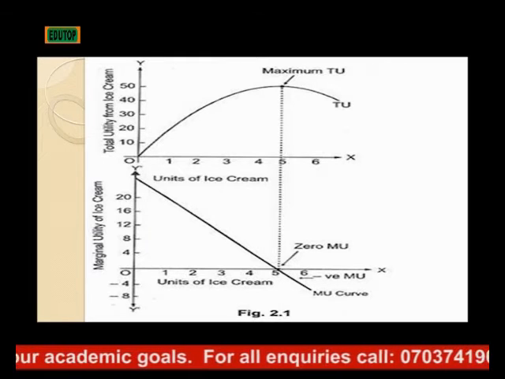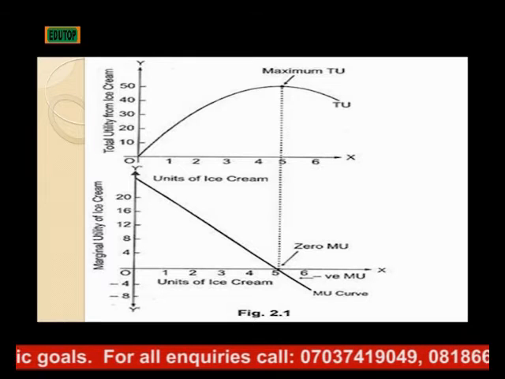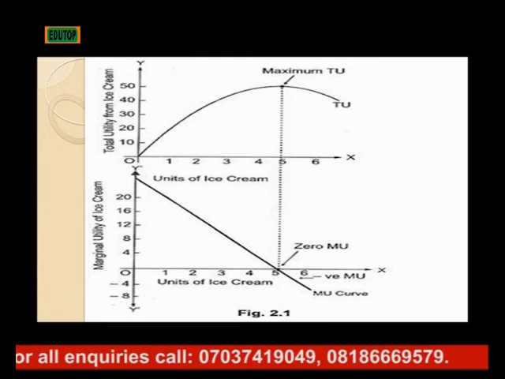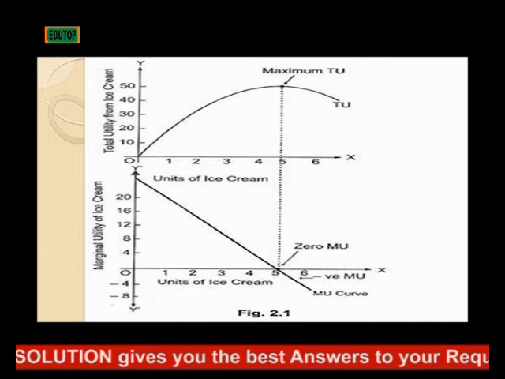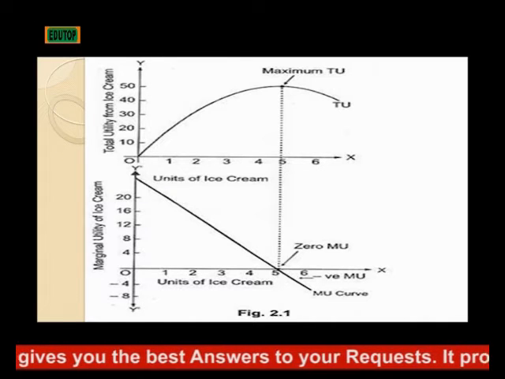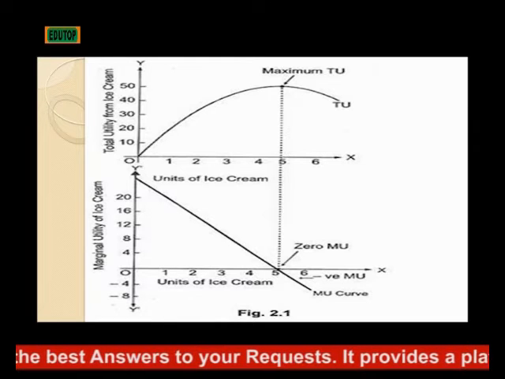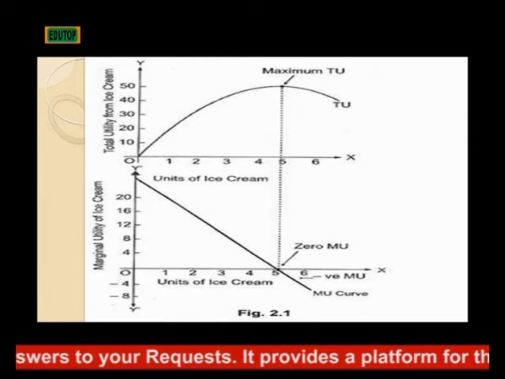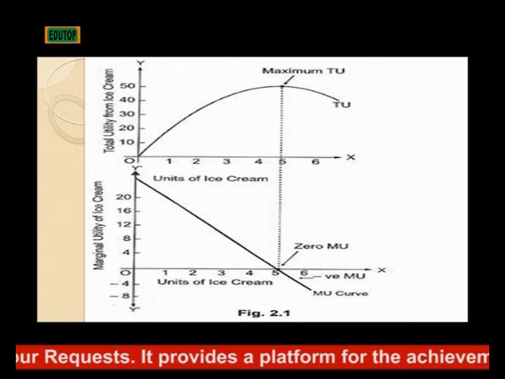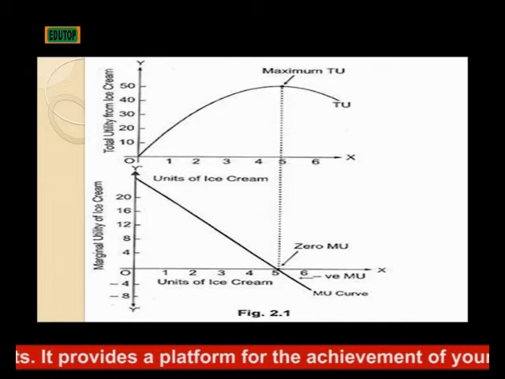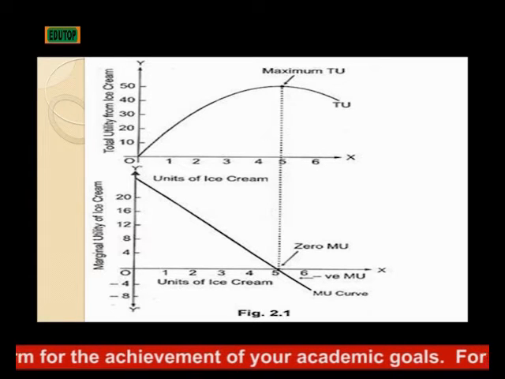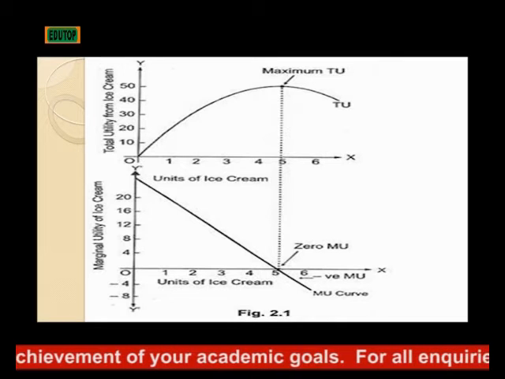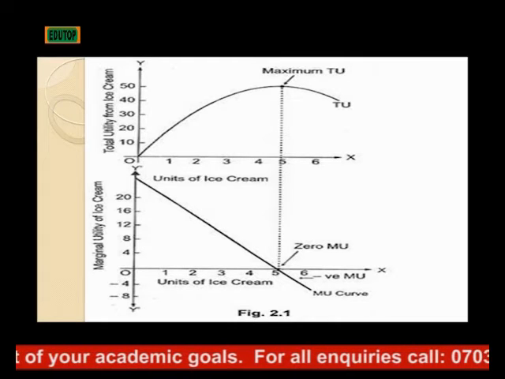Therefore, we can see the relationship between the total utility and marginal utility as explained with the diagram and with the table. In the diagram, you can see the ice cream shown along the x-axis, with total utility and marginal utility shown, and the y-axis shows the level of satisfaction in total and the additional level of satisfaction derived. These are the relationships between marginal utility and total utility.